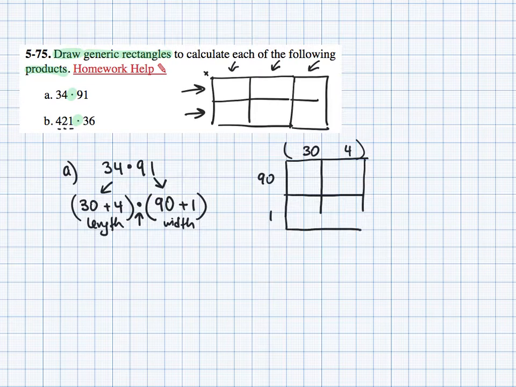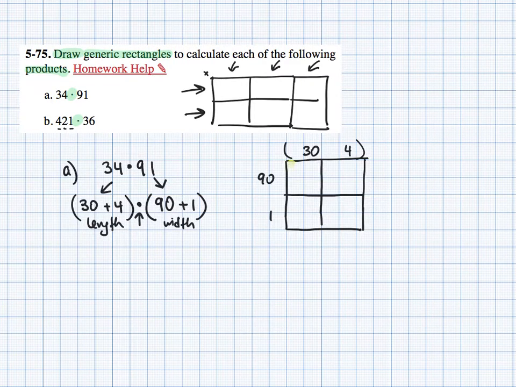Now, it's called generic because we can draw it the way it looks, but in accuracy, 90 is way larger than 1, right? So I'm drawing it with even space, even though it's not the same numbers. And all we have to do now is multiply.